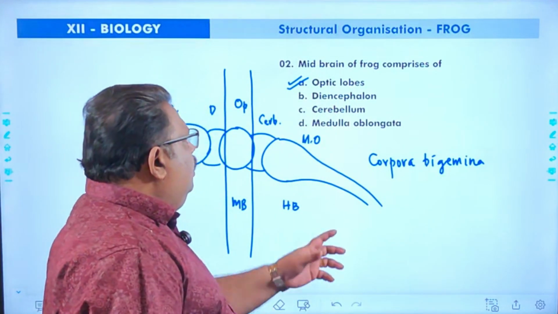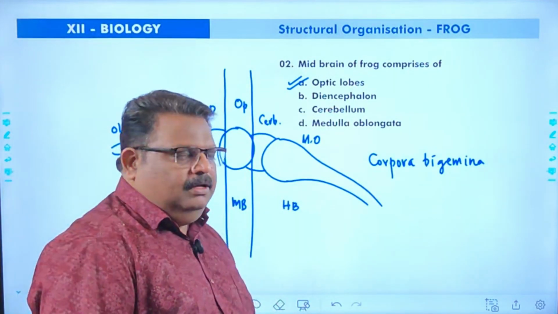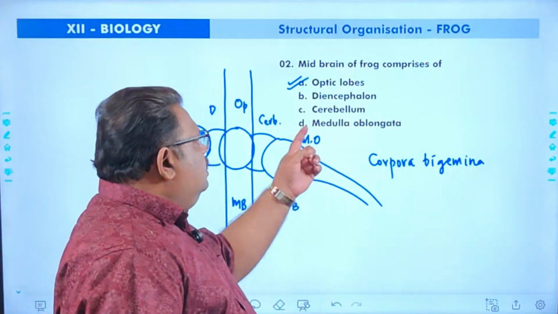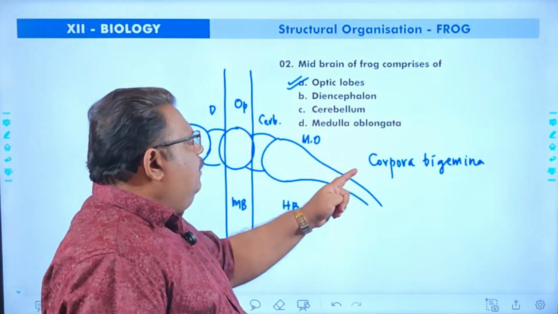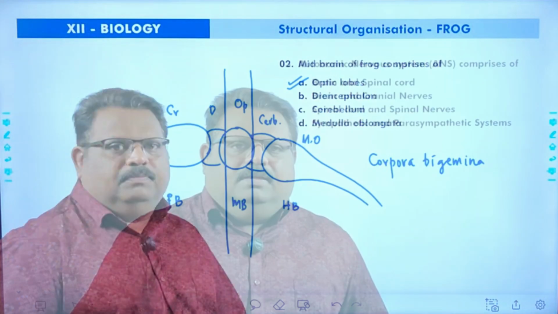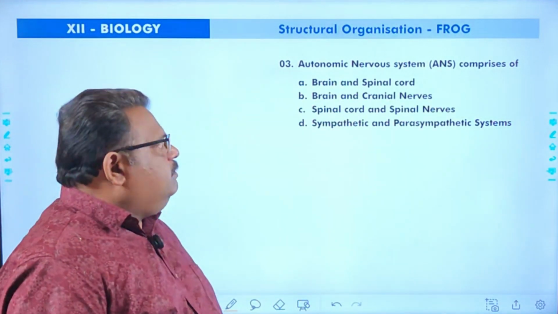In the human brain, 4 optic lobes are there. So in our case, it's called corpora quadrigemina. But in the case of frog, only 2 lobes are there. So it is called corpora bigemina, which represents the midbrain of the frog. The third question refers to the nervous system.